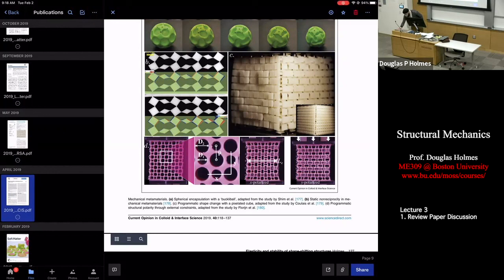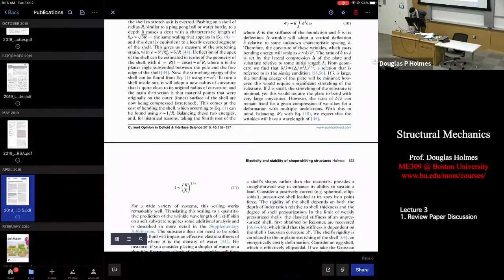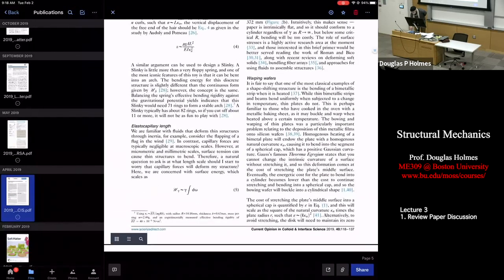Try again. Okay, I was asking a question about the warping wafer section. There was something where it said that homogeneous heating of a bimetal plate will endow the plate with a homogeneous natural curvature. Does that mean that everything would have to heat up at the same rate? But if there's a curvature, would that then change? I was just curious about that part because I recently started baking and I started noticing how much the metal sheets warp while they're in the heat, and then when I take them out, they snap back.